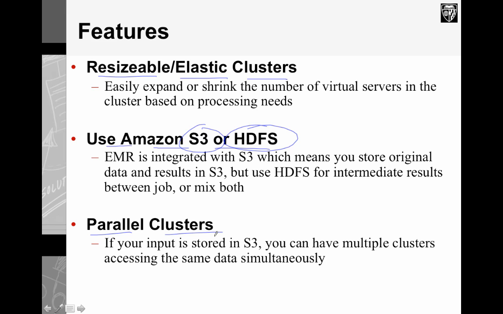Now, if somebody else wants to process the same data and they want to do it in their own cluster, they can do that. So you can actually launch 2, 3, 4 different clusters, and you can be processing the same data using different algorithms, or you can be processing different data sets. The point is you can launch parallel clusters in the AWS EMR system.